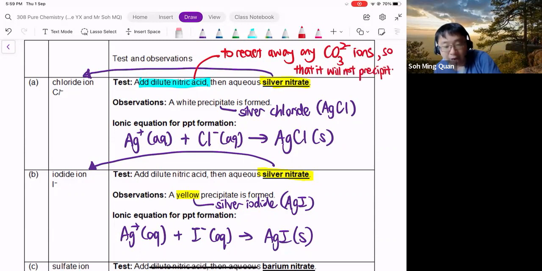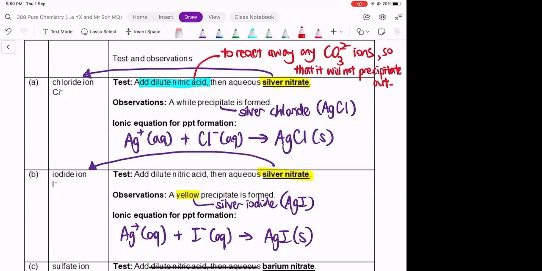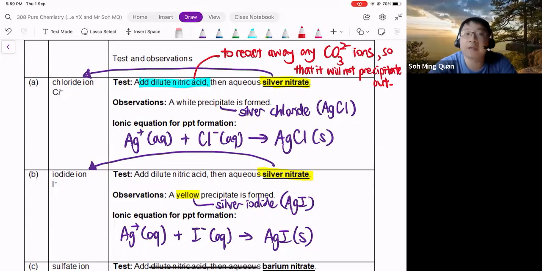Okay, when it precipitates out, then you've got a problem, because now you don't know if the precipitate is silver carbonate or silver chloride. Can't tell. So we add acid so as to react away any possible carbonate ions in solution so that the carbonate will not precipitate out. Okay? So Rishi, remember the precipitate we want is silver chloride. We don't want silver carbonate, so you must react away the carbonate first using acid.